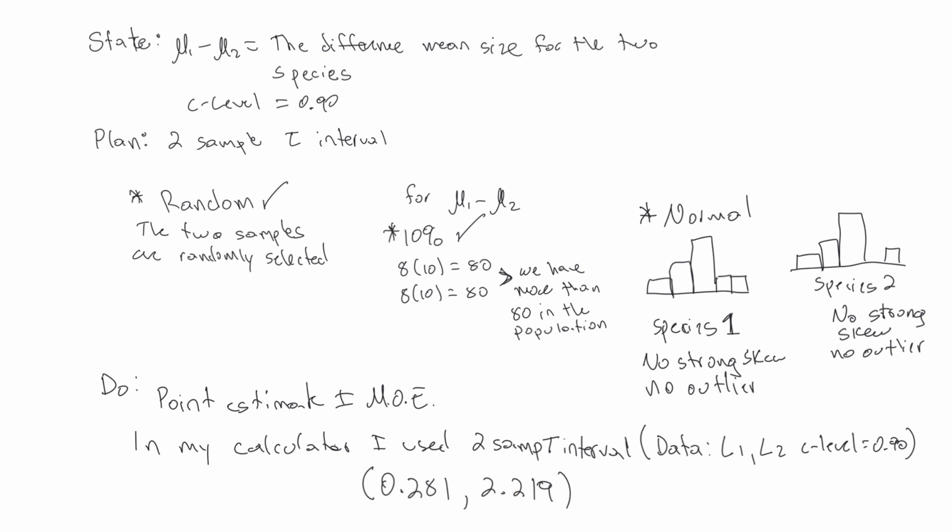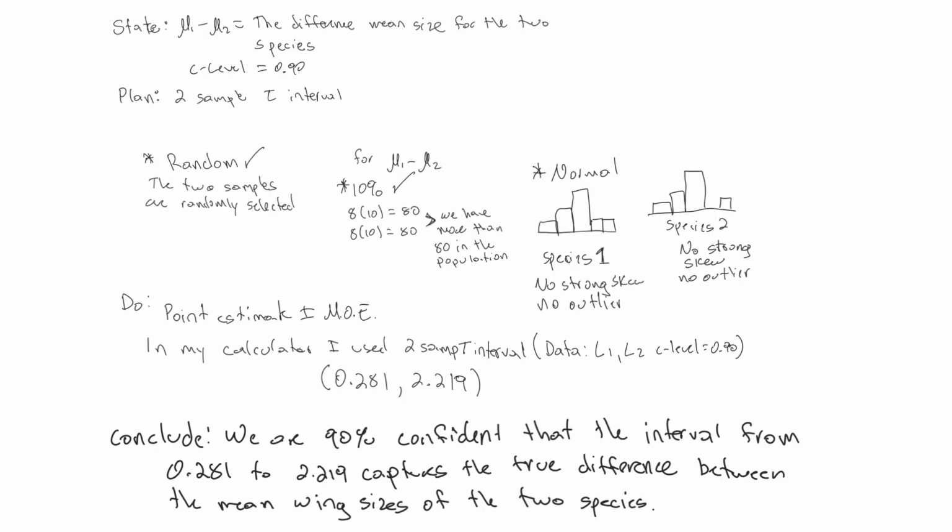Now your conclusion, you have to say we are 90% confident, and then you write it in context of the problem. So let me write down the conclusion for you. This is the wording you use. Conclusion says we are 90% confident that the interval from 0.281 to 2.219 captures a true difference. Notice I'm using the words true difference between the mean wing sizes of the two species. So this is in context for the problem. We're talking about the wing sizes of two species, and we have the confidence interval here.